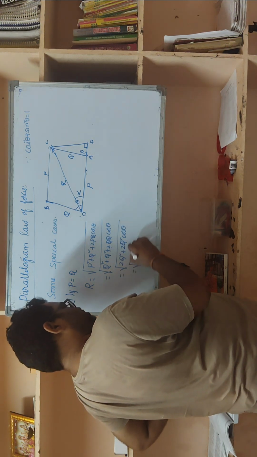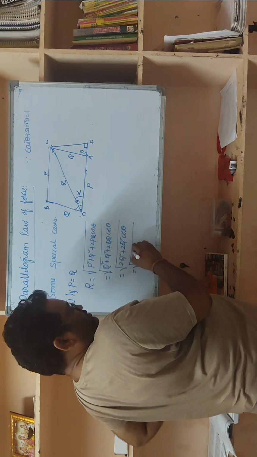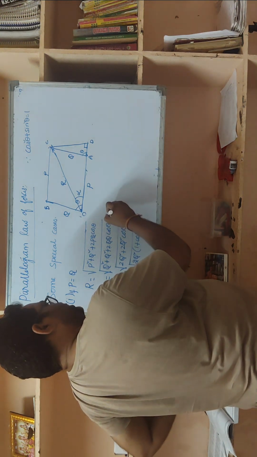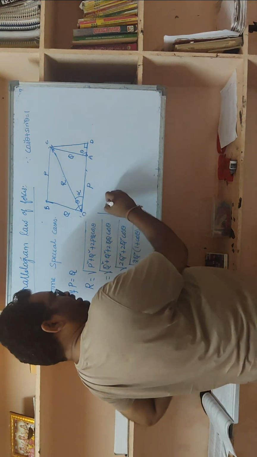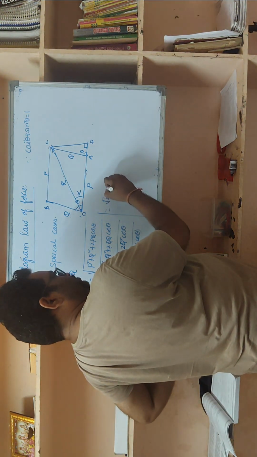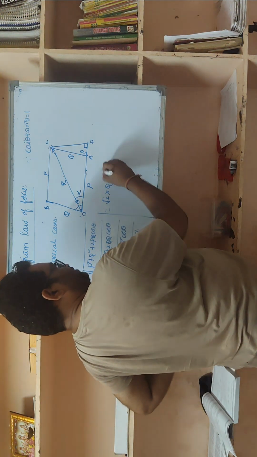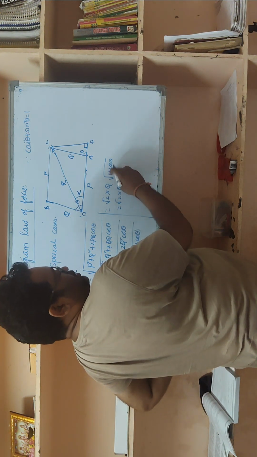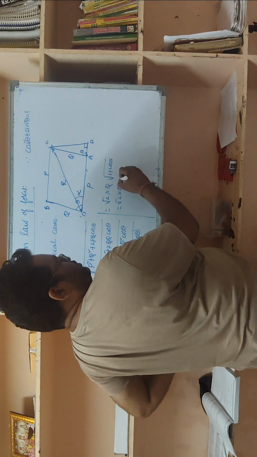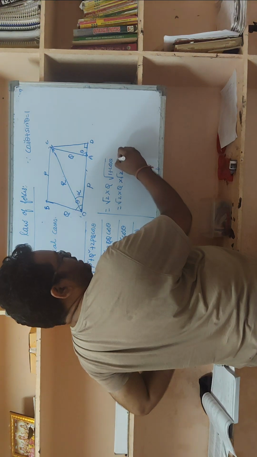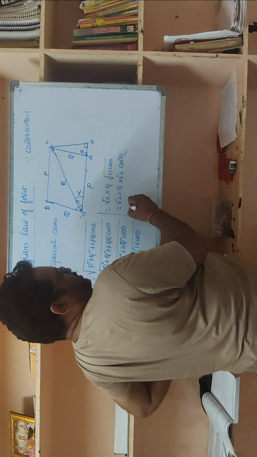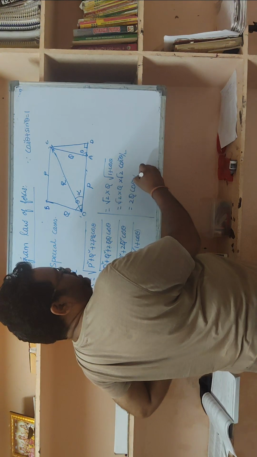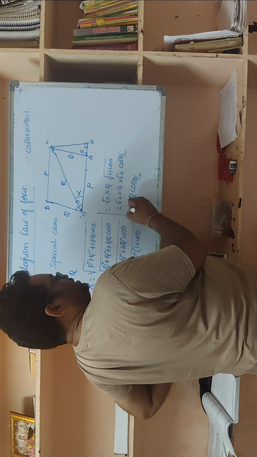If you take 2Q square as common here, you will get 1 plus cos theta. Now the square root of 2Q square will give root 2 into Q, times root of 1 plus cos theta. 1 plus cos theta is 2 cos square theta by 2. Now root 2 into root 2 is 2, so 2Q cos theta by 2 is the resultant.